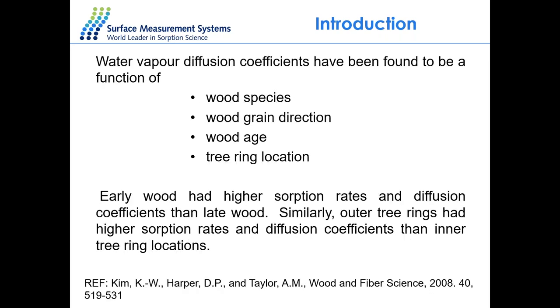Different types of material obviously are affected in different ways, but even for the same type of material, changing the species, changing the grain direction, changing the age or the location where this material is provided, for example for wood material, can affect the property, the water content, and the water absorption of this type of material.